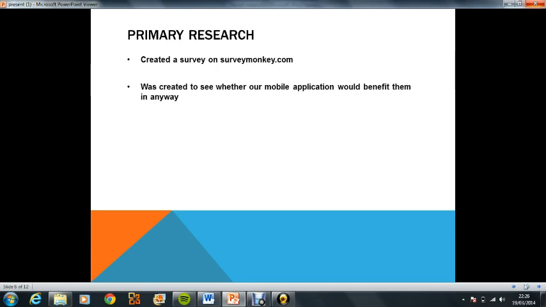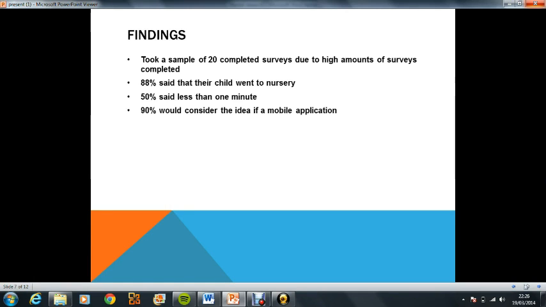For primary research, we created a survey on surveymonkey.com. It was about 6 or 7 questions that were relevant to the project. It was created to see whether our application would benefit them in any way. So certain questions looked at whether there was another way nurseries could note down the information, and would they be interested if it's through a mobile application. There were quite a lot of completed surveys, so we noted it down to 20 completed surveys in total. The first question was 88% said that the child went to nursery.